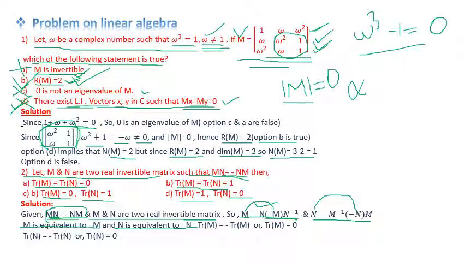So we can write, since two matrices are equivalent, that is, they are similar matrices, trace M equals minus trace M, that is, trace M equals 0, and similarly trace N equals minus trace N, therefore 2 trace N equals 0, therefore trace N equals 0. So our right choice will be this option, right? So option A will be the correct option. So that's it. Thank you.